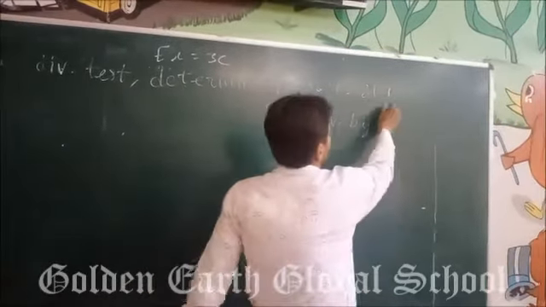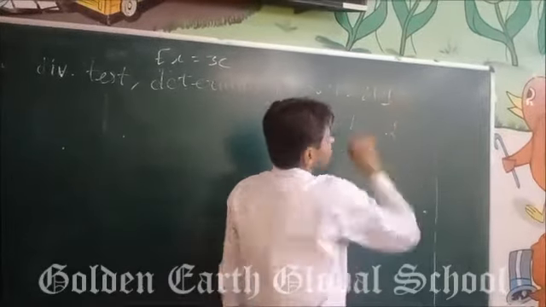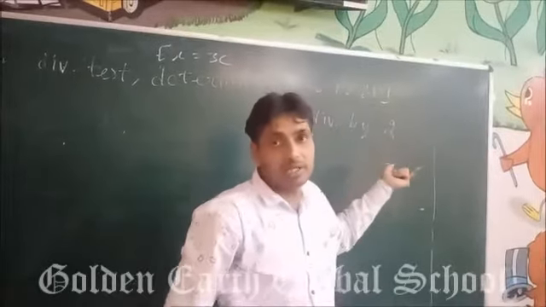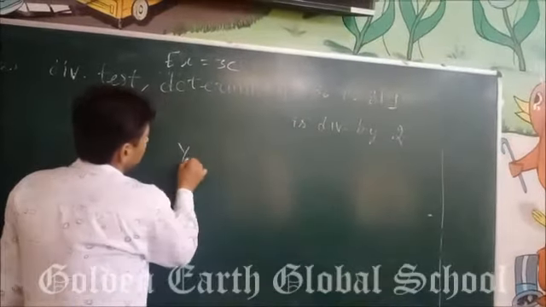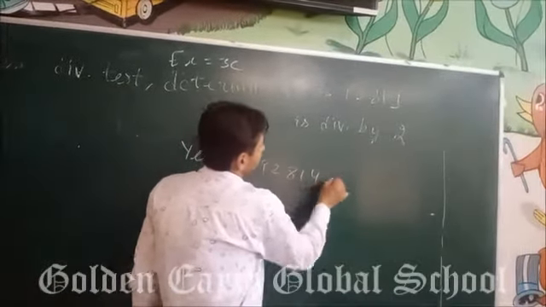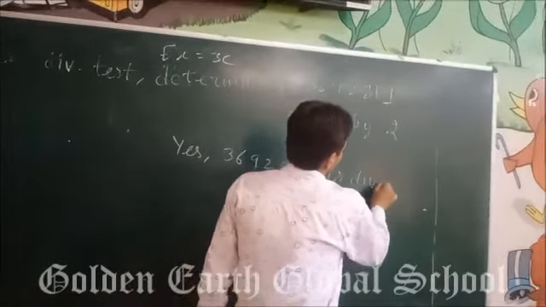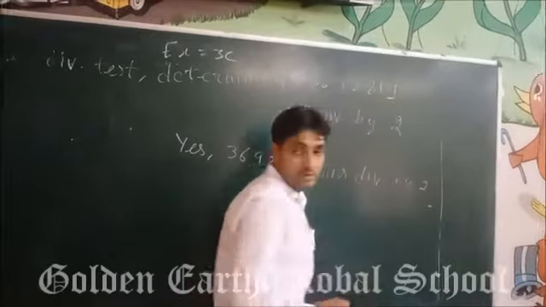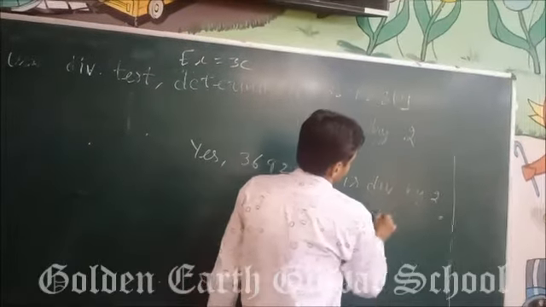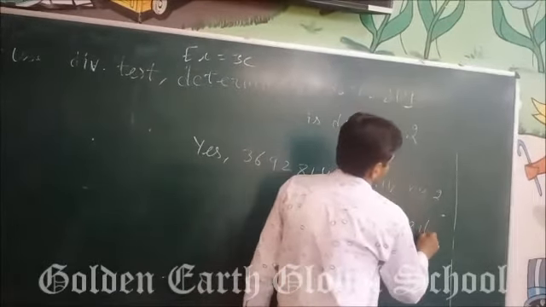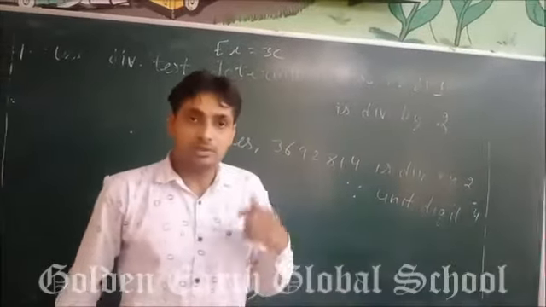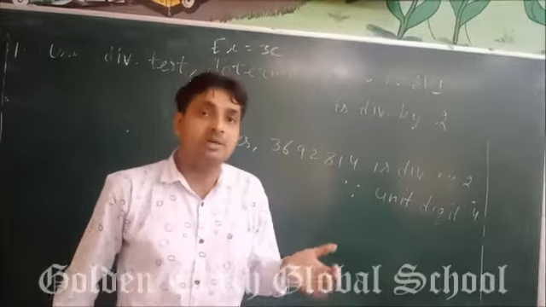Look at the last unit digit. That unit digit is 4, so it is divisible by 2. So you will write: yes, 3692814 is divisible by 2, because its unit digit is 4. For the other parts, you can also take help of examples.